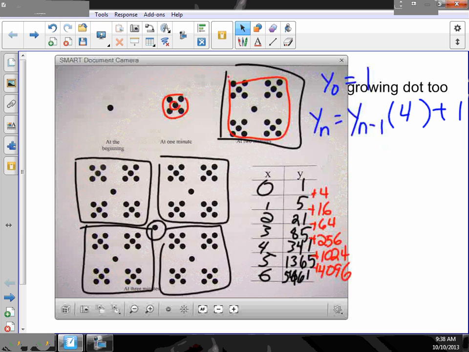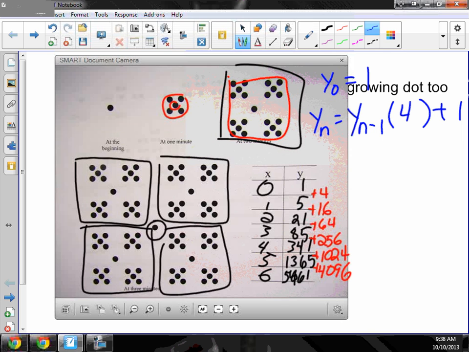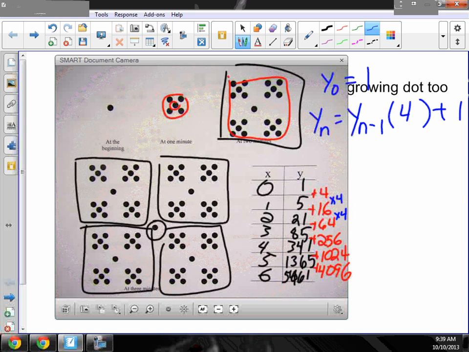Does anybody see a different pattern? CJ? Ooh. I'm impressed. I really had to beat my last class to get that out of them. A lot of people notice this is times 4. 4 times 4 is 16. 16 times 4 is 64. 64 times 4 is 256.